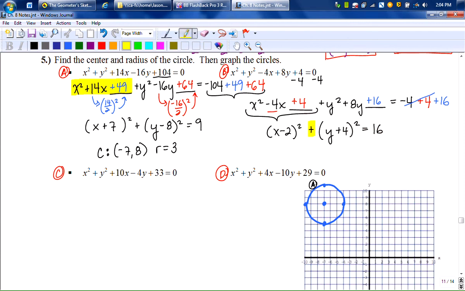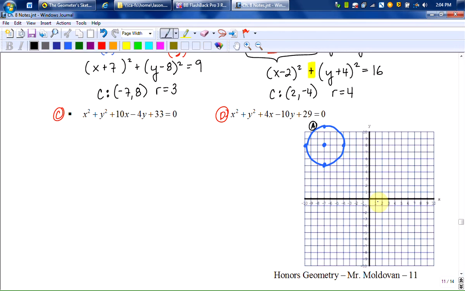Don't forget that in between these parentheses there must be a plus sign. So my center is at (2, -4), and my radius is 4. We'll graph this one as well. And this circle, coincidentally, is tangent to the x-axis, although my picture doesn't make it look that way.